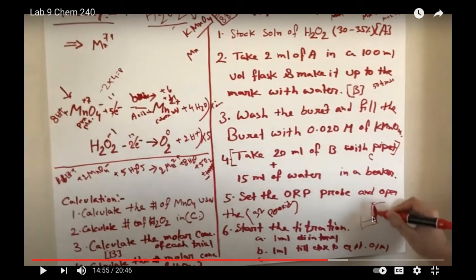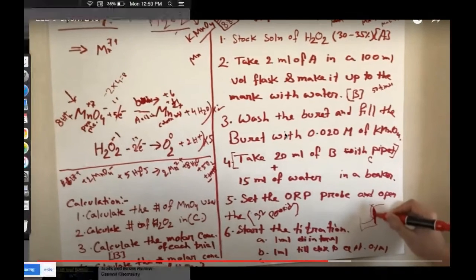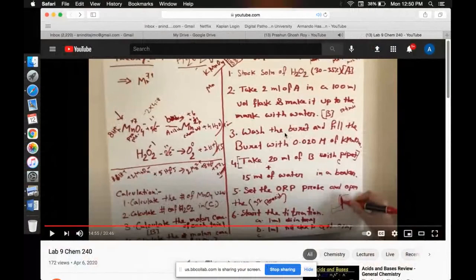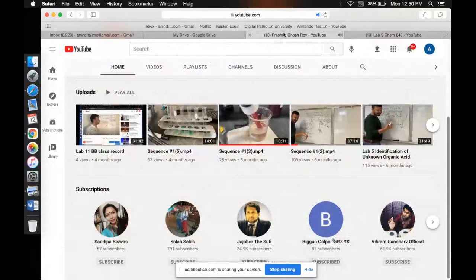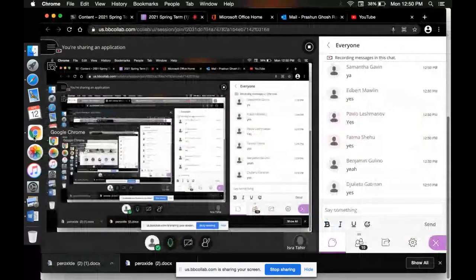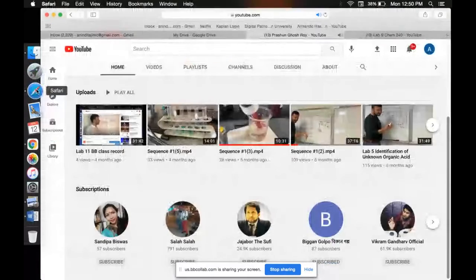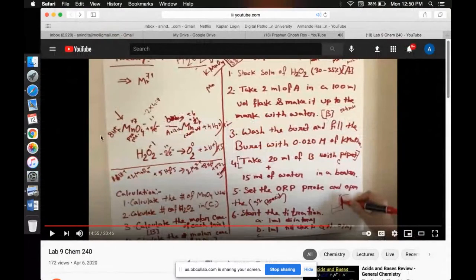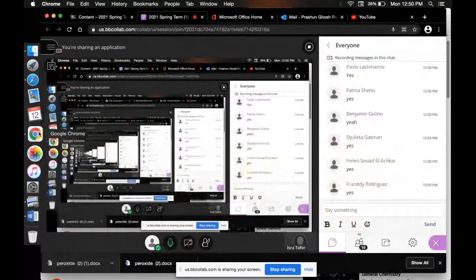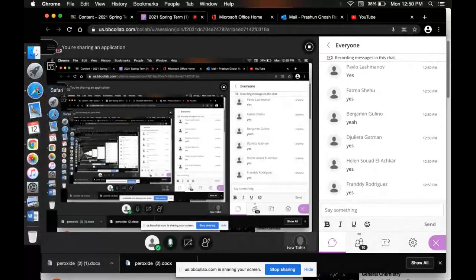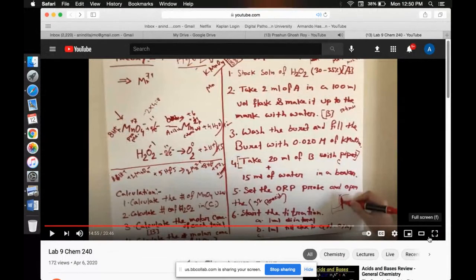Okay, and the equivalence point in this case you will be able to find in 2 ways. One is from the graph, another from the color change. So do you guys understand the experimental part? Please respond. Okay, great.